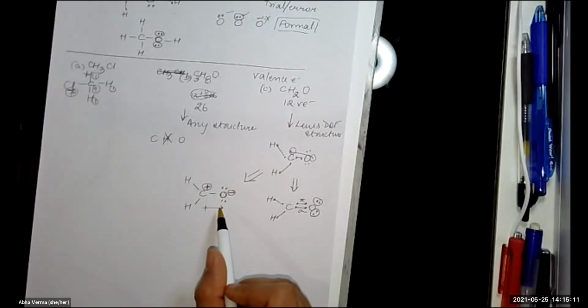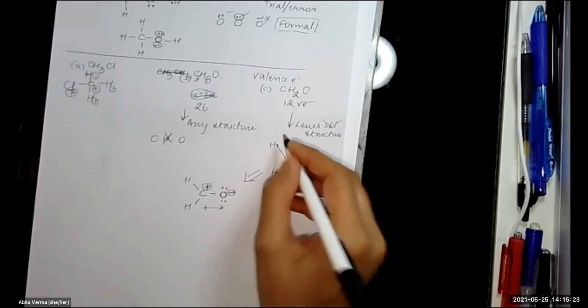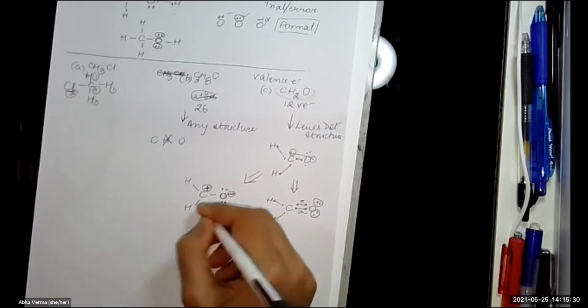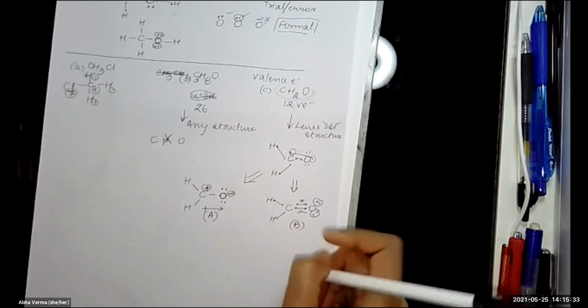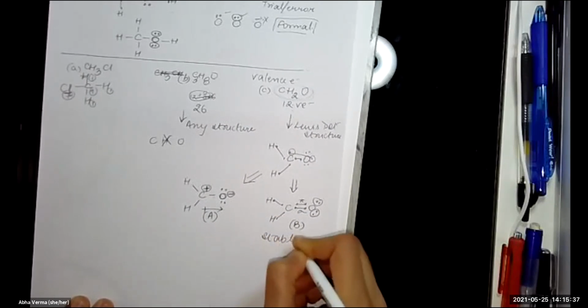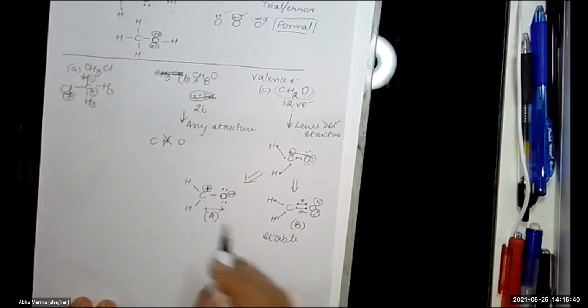And so, is this a reasonable Lewis structure? A reasonable dot Lewis structure of this particular molecular formula? Yes, it is. If we compare these two structures, structure A and structure B, definitely structure B is more stable. But A is also a reasonable structure.